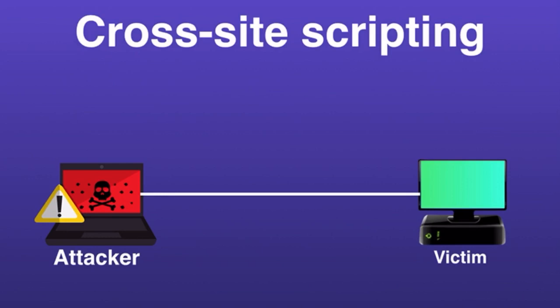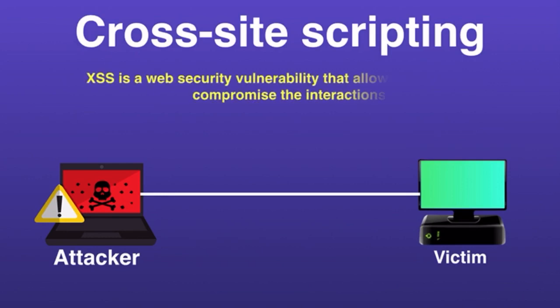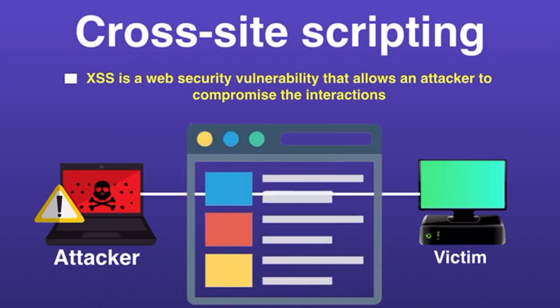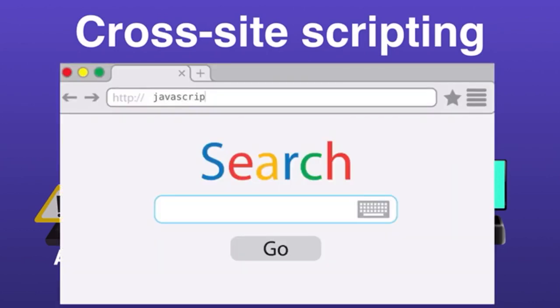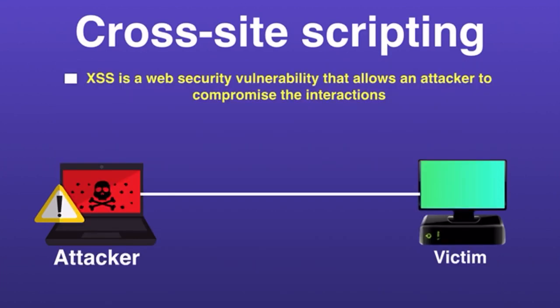Let's get started. Cross-site scripting is a web security vulnerability that allows an attacker to compromise the interactions that users have with a vulnerable application. It works by manipulating a vulnerable website so that it returns malicious JavaScript to users. When the malicious code executes inside a victim's browser, the attacker can fully compromise their interaction with the application.